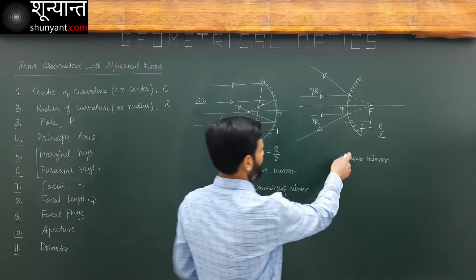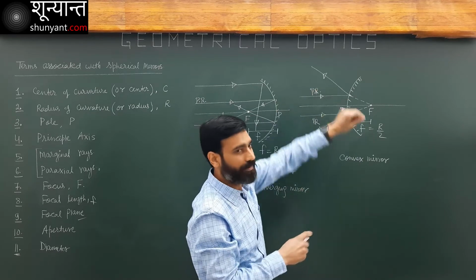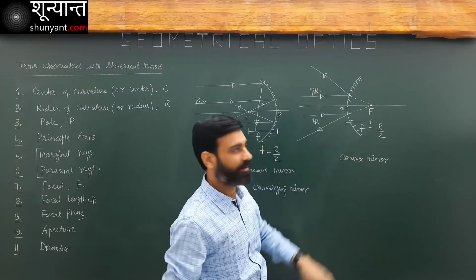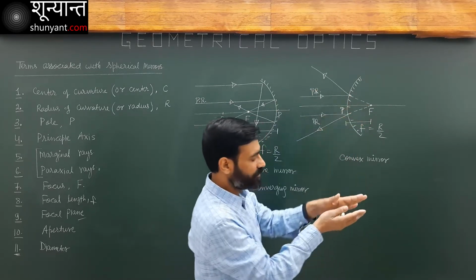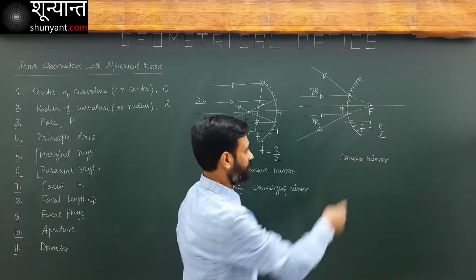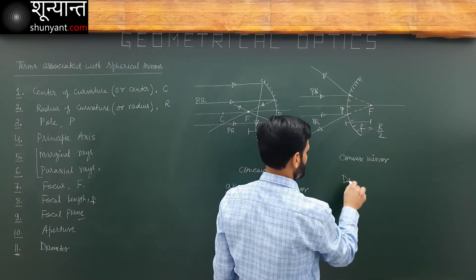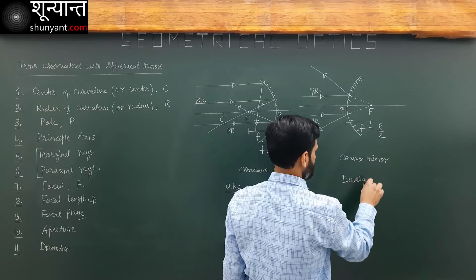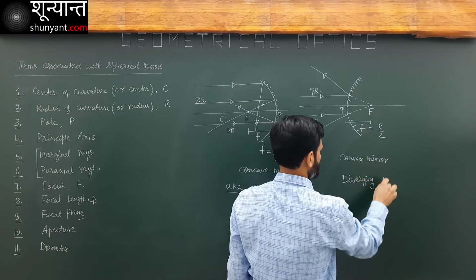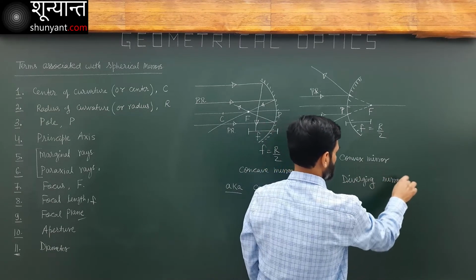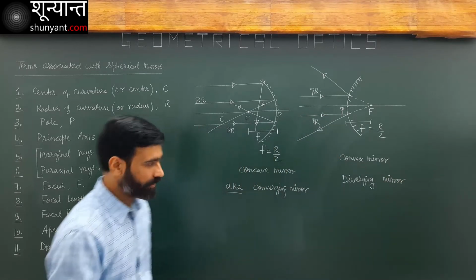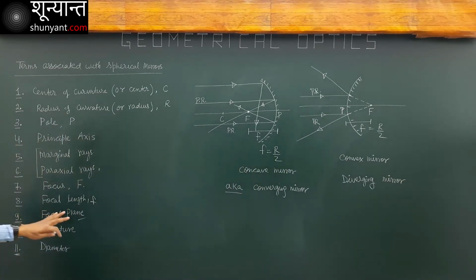Here the parallel beam of light after reflection is diverging. It is diverging from this point. It becomes divergent. This is known as diverging mirror. Okay, got it? So we got all of this.